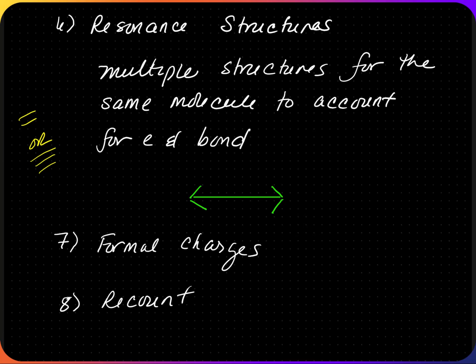Number 8 is probably the most important step. You always recount the electrons. After you draw the Lewis dot structure, count all the electrons, the lone pairs, the bonded pairs, and then make sure it adds up to the total valence electrons that you started with. If they do not match, your Lewis dot structure is incorrect and you need to redo it.